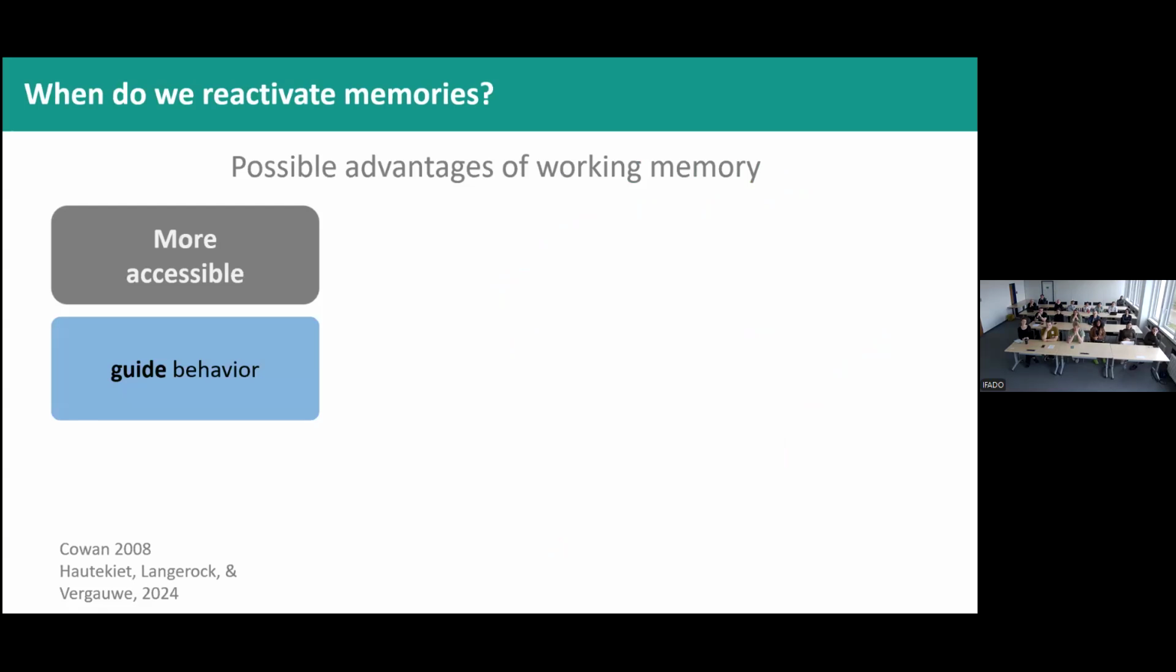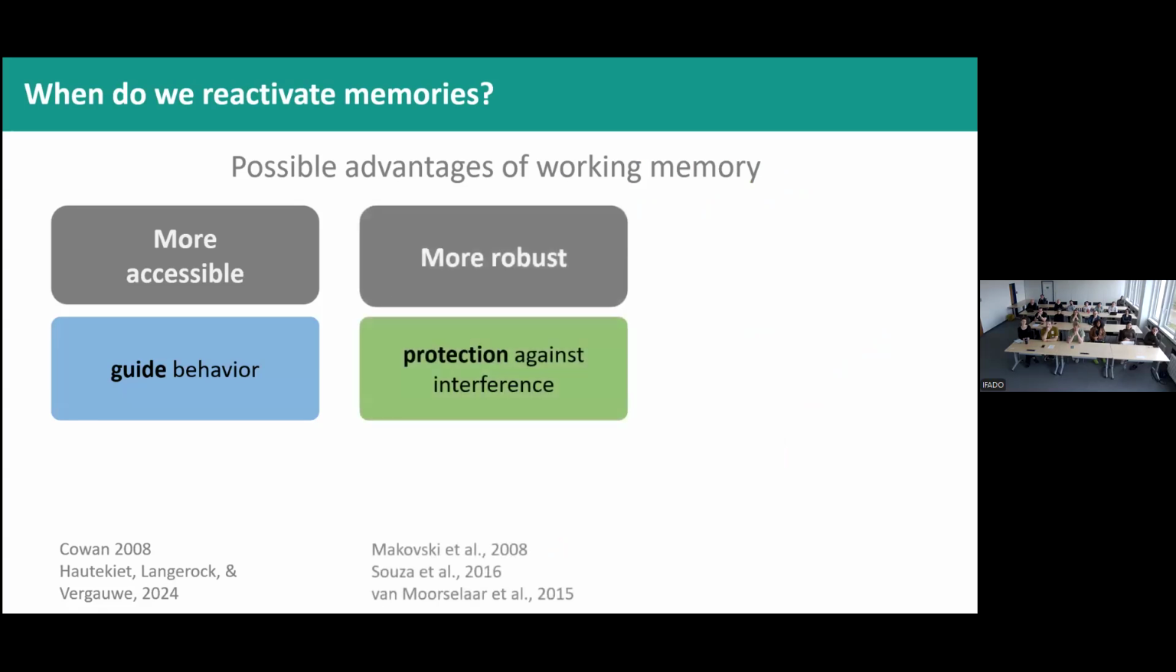First, many memory models propose that working memory is more accessible than long-term memories. This would suggest that long-term memories might be reactivated in working memory primarily to guide behavior more effectively. Second, given the focus of attention within working memory is proposed to be robust against interference, reactivation could help protect information against interference, especially if there's only one item to remember that could be held in the focus of attention.